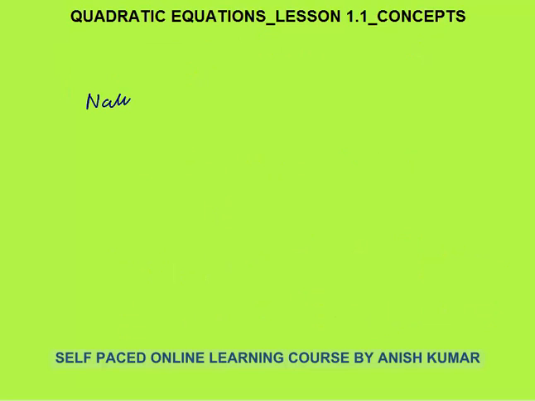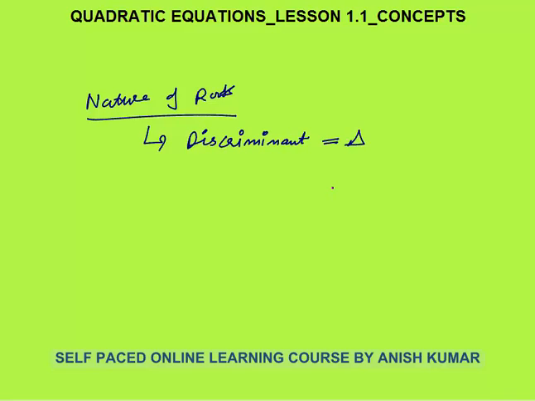Next is nature of roots. What kind of roots we have? If we can find the roots, what kind of nature of roots we can have? All possible types. For this we find the discriminant. That is represented by delta, this triangle. This is equals to b square minus 4ac. For equation ax square plus bx plus c equals to 0, delta is equals to b square minus 4ac.